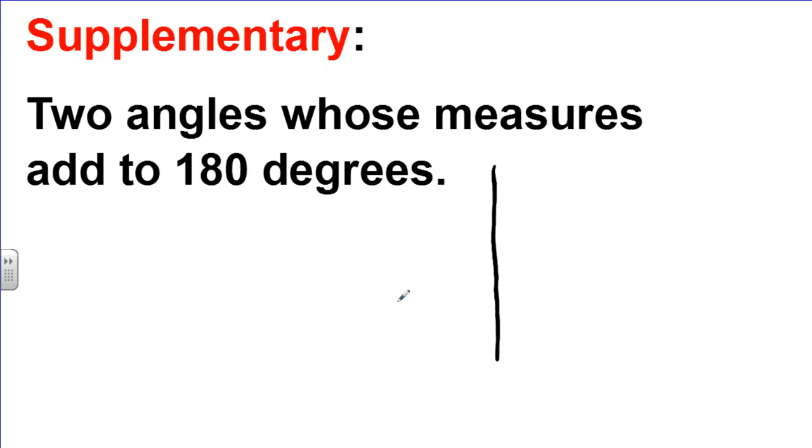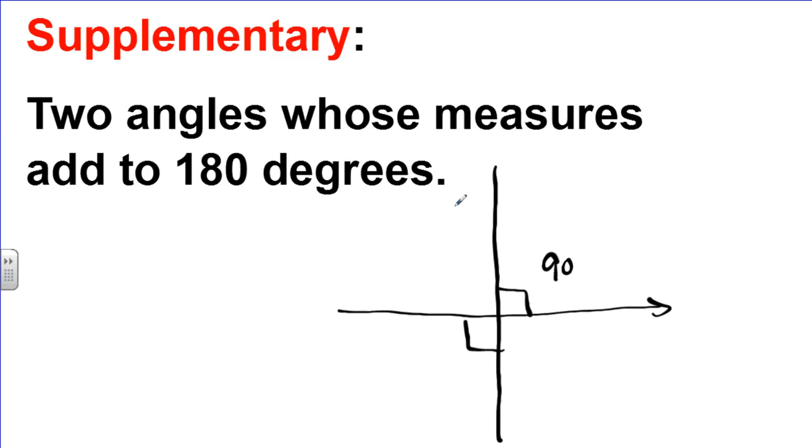So let's actually just draw a couple perpendicular lines here. And when they intersect, they create a 90-degree angle here, here, here, and here. So if I said the measurement of this angle was 90 degrees, and the measurement of this one was 90 degrees, I call this angle X, and I call this angle Y. I would say that angle X is supplementary to angle Y because they add up to 180 degrees.